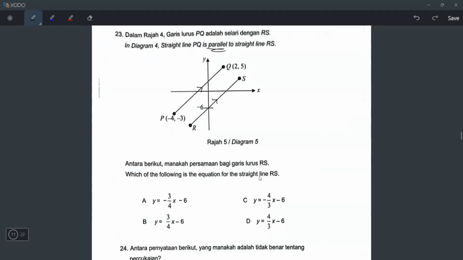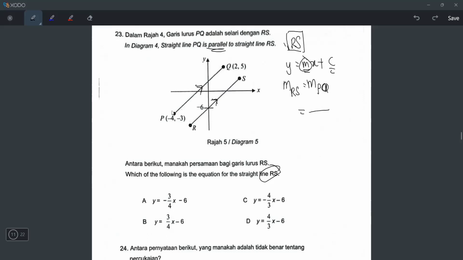Now they ask which of the following is the equation of RS. So I have to find the equation, and how to find the equation? y equals mx plus c. But I need the gradient and the c. To be more specific, the gradient of RS and the y-intercept of RS. But there's no gradient of RS given, and you can't find the gradient because you need 2 points to do that. But it's okay because RS is parallel to PQ. So why not just find the gradient of PQ and borrow it?